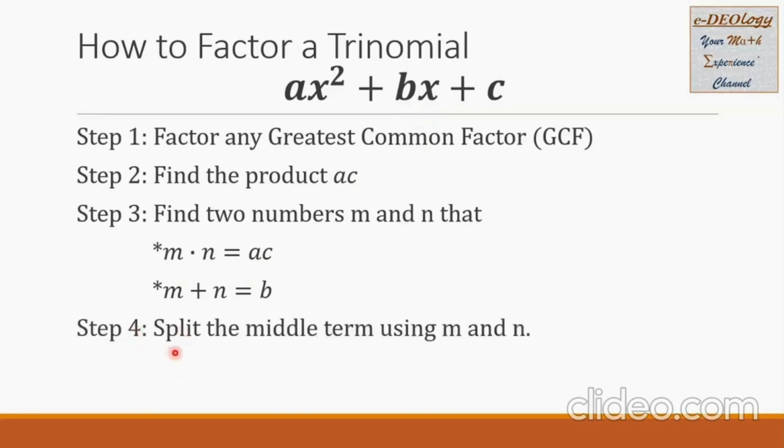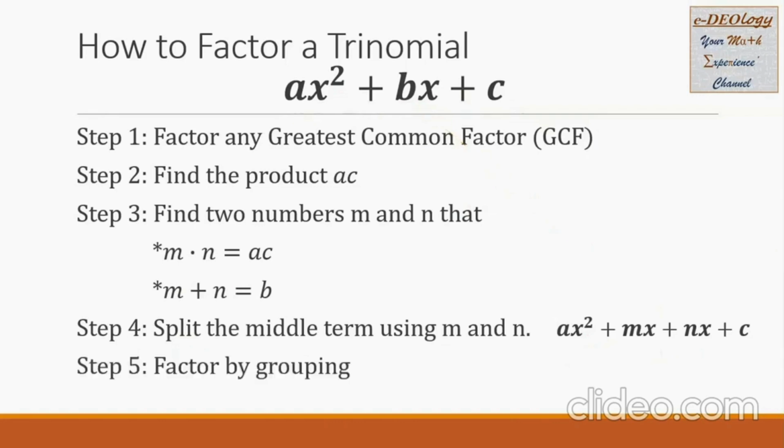Step 4, split the middle term using m and n. It means to say the ax squared plus bx plus c will become ax squared plus mx plus nx plus c. Step 5, we're going to factor by grouping.